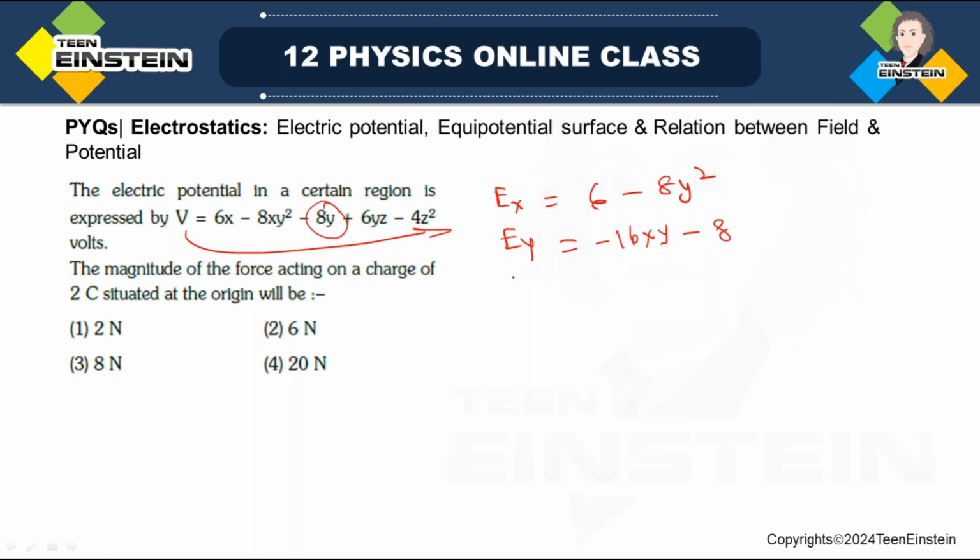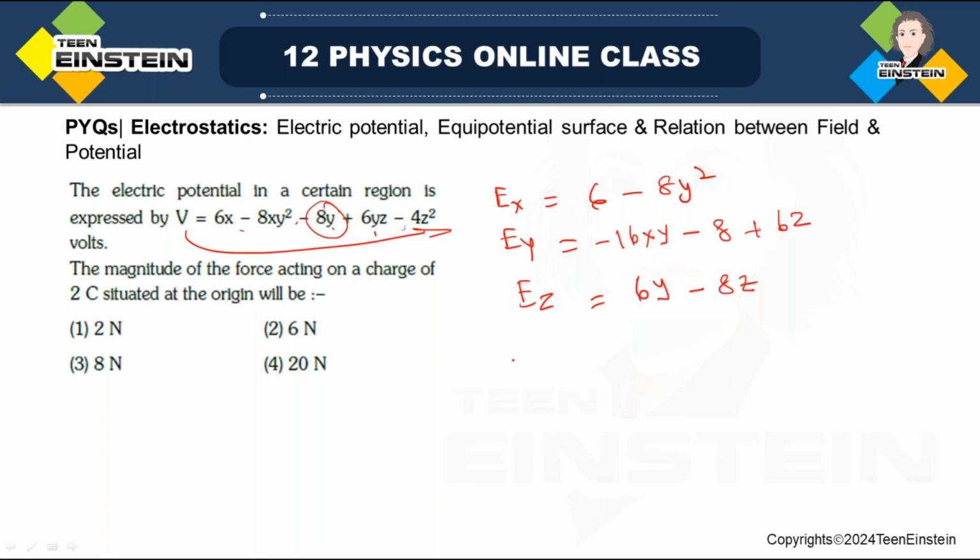And look, this 6z. So y here, one more thing will be there, plus 6z. Ez means dV/dz, so these two will give you 0, this also will give you 0. So from here it will be 6y and 8z.